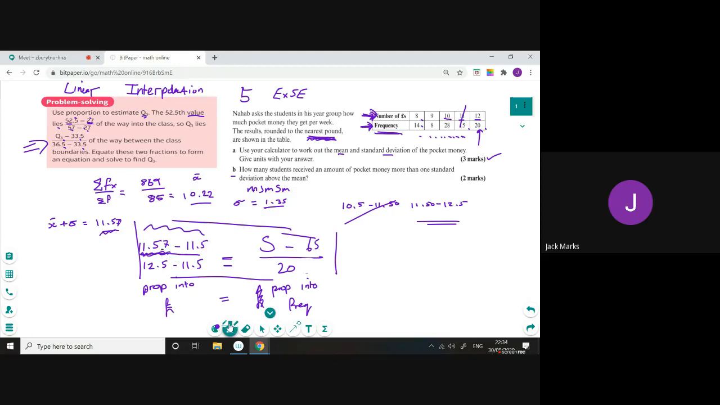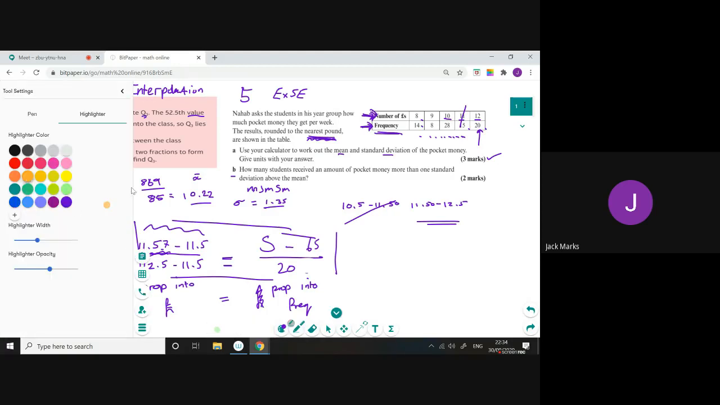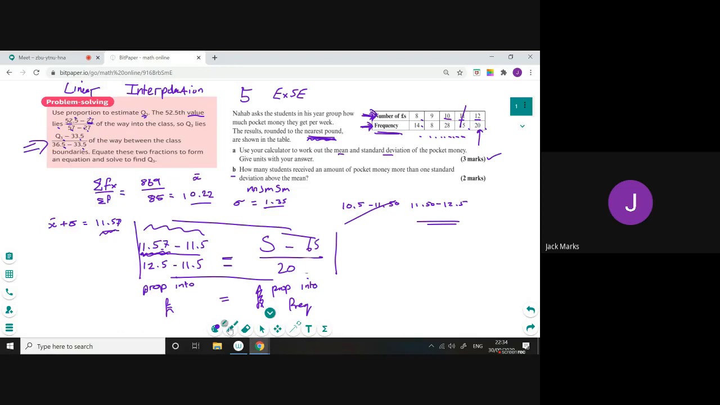On the top, let's change color, shall we? Let's do orange. So on the top over here, 11.57 minus 11.5 is going to give me 0.07 as the numerator on the left-hand side. 12.5 minus 11.5, that's actually just 1, isn't it? That is equal to the same thing again over on the right. There's not much you can actually simplify.